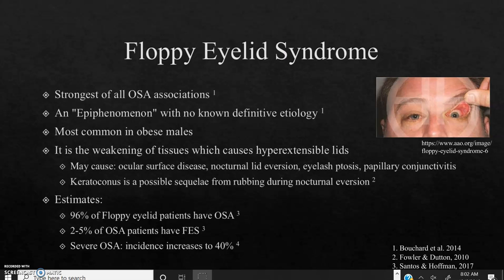Some of the statistics include 96% of floppy eyelid patients have obstructive sleep apnea, and 2 to 5% of obstructive sleep apnea patients have floppy eyelid syndrome. In severe cases of obstructive sleep apnea, the incidence of floppy eyelid syndrome increases to 40%.